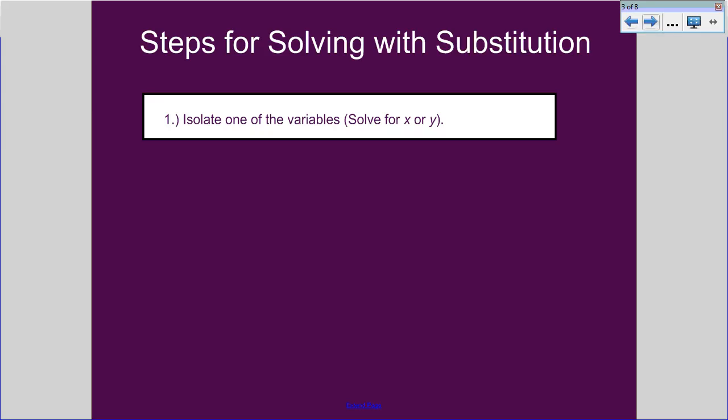So the steps for solving with substitution. Step number 1, you need to isolate one of the variables. And what that simply means is that you're going to solve for x or solve for y. Now you guys are pretty good at solving for y. We've done that quite a bit. We did that every time we graphed. It's the same process when you solve for x. Isolate and then do the addition or subtraction and divide. The difference with substitution is I don't always have to solve for y. I can solve for x now that I'm not graphing.